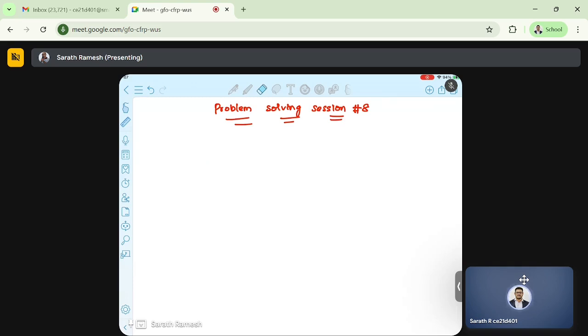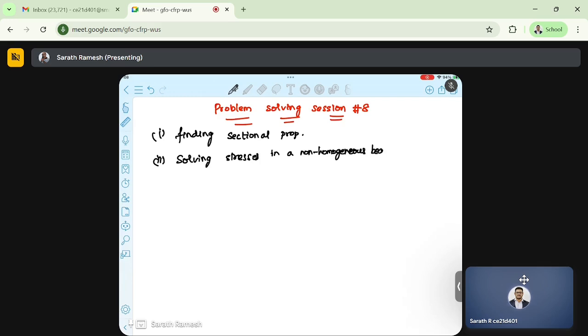So, this week in this session, we will be seeing problems of two categories. Number one is about finding sectional properties. Number two is on solving stresses in a non-homogeneous beam. Okay, so these are the two targets or focus for this particular lecture.